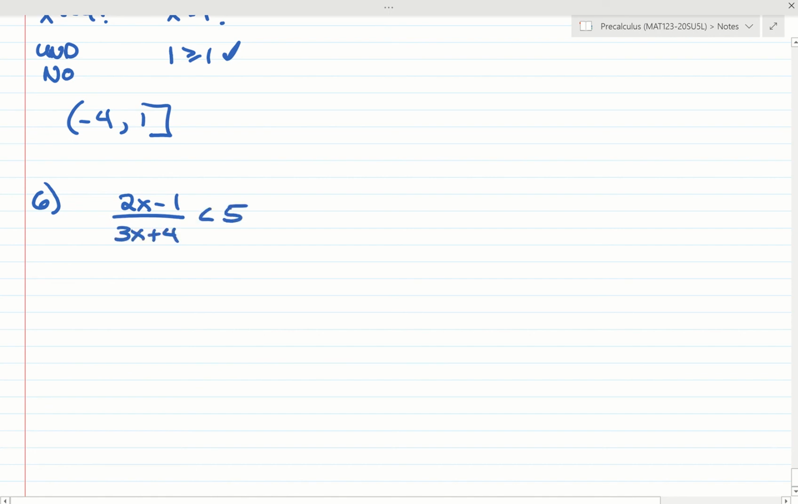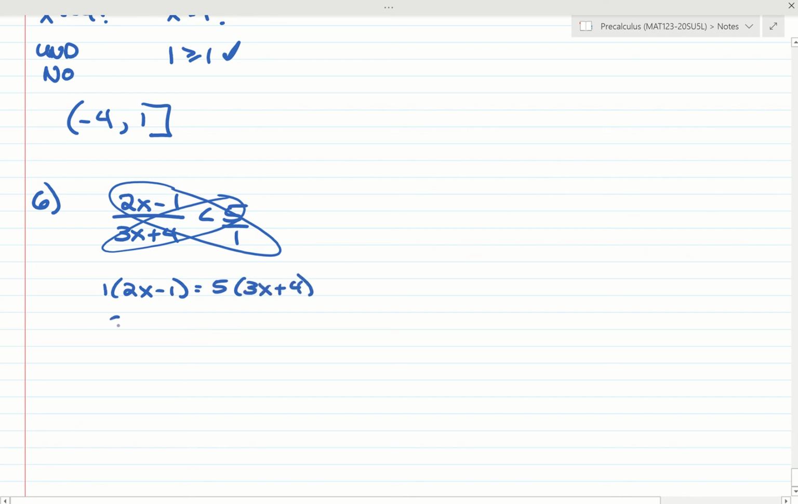We'll go through our steps. Let's make it a proportion, cross multiply. So we'll have 1 times (2x - 1) is equal to 5 times (3x + 4). And we'll get 2x - 1 = 15x + 20. We'll bring the 15 over, bring the 1 over, and we'll get x = 21/(-13).